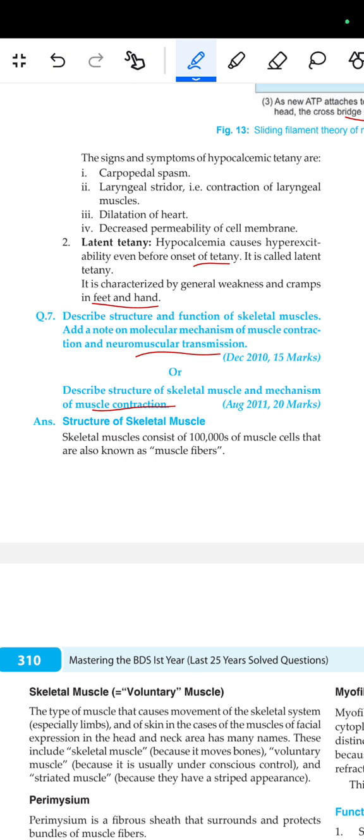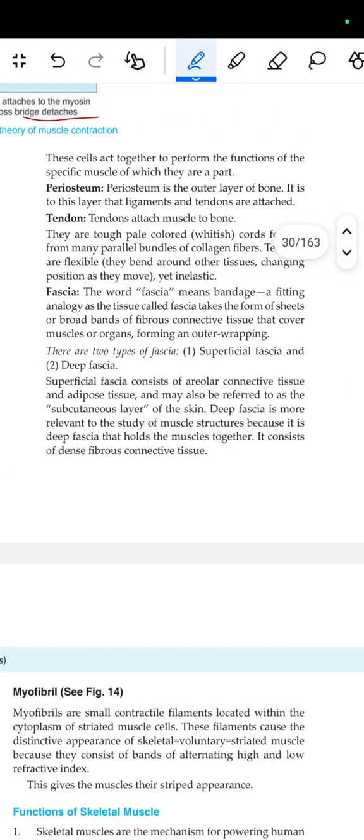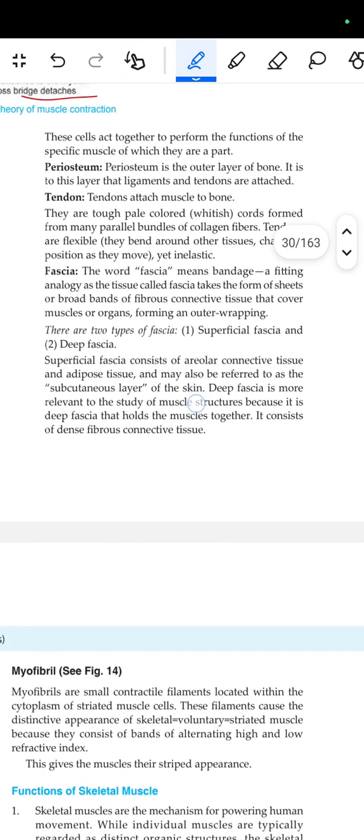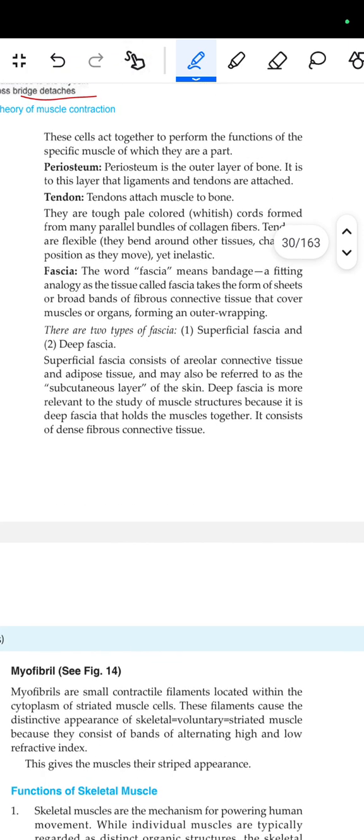1 lakh of the muscle cells that are also known as the muscle fibers, and these cells act together to perform the functions of a specific muscle of which they are a part. Periosteum is the outer layer of the bone. It is to this layer that ligaments and tendons are attached. Tendon attach muscle to the bone.